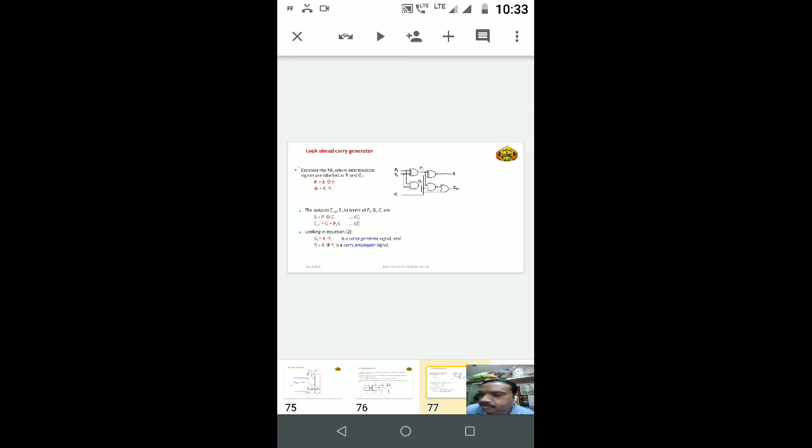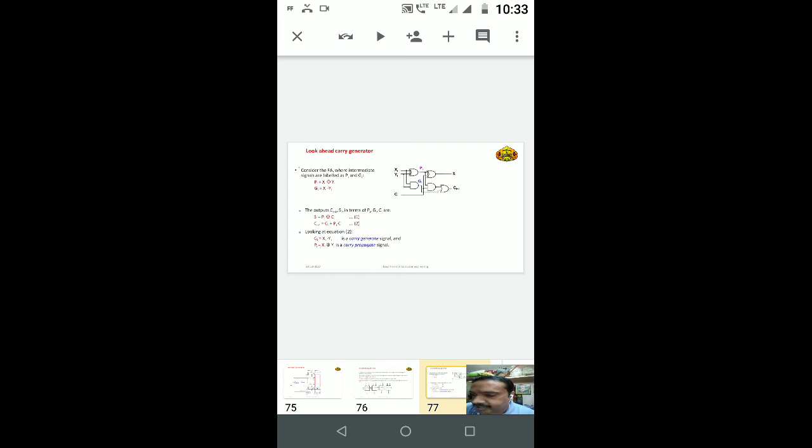Pi dot Ci, this is the output for the AND gate, Pi dot Ci, and then plus Gi. What is the second input of this OR gate? This is the Gi. And what is the first input of this OR gate? This is the output of the AND gate, and the inputs of this AND gate are Pi and Ci. So output for carry is Gi plus Pi dot Ci. So these are the equations.